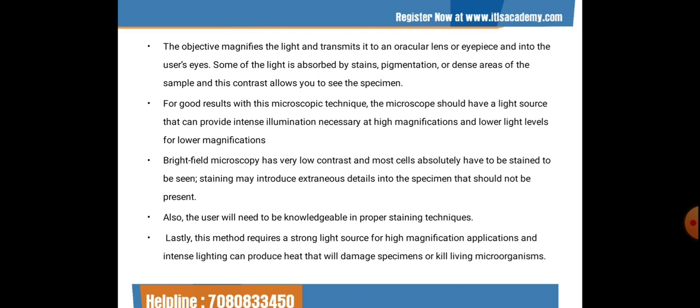Bright field microscopy has very low contrast and most cells absolutely have to be stained to be seen. Staining may introduce extraneous detail into the specimen that should not be present. Also, the users will need to be knowledgeable in proper staining techniques. Lastly, this method requires a strong light source for high magnification application, and intense lighting can produce heat that will damage specimens or kill living organisms.